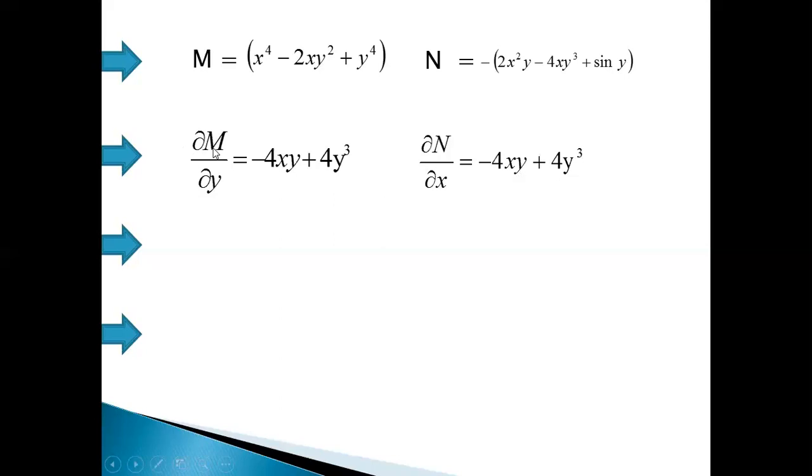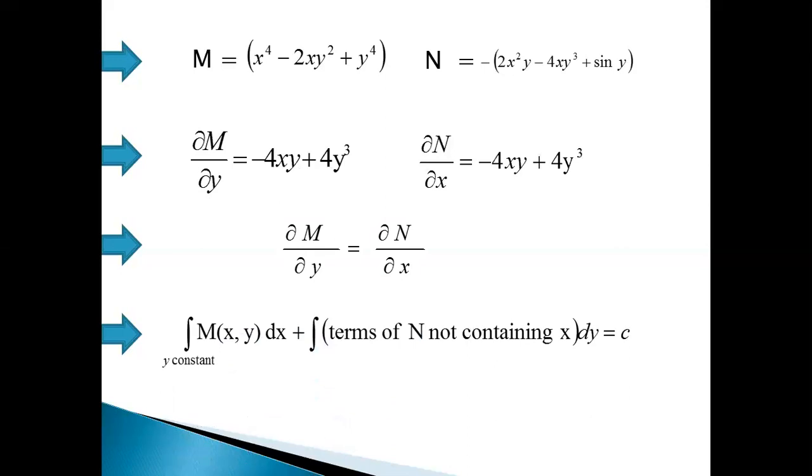The derivative of m with respect to y is again minus 4xy plus 4y cube. Both are equal. Therefore, our given differential equation is exact, and the solution is given by the formula: the integration of m dx, where y is constant, plus the terms of n not containing x. Okay, students, here we keep the whole m.